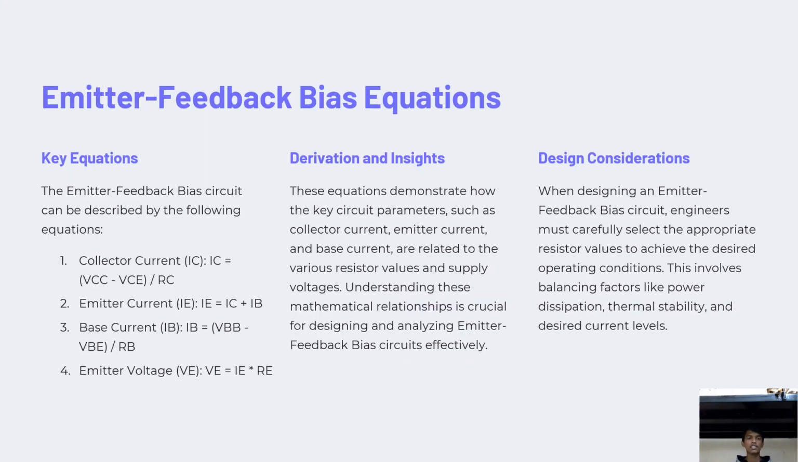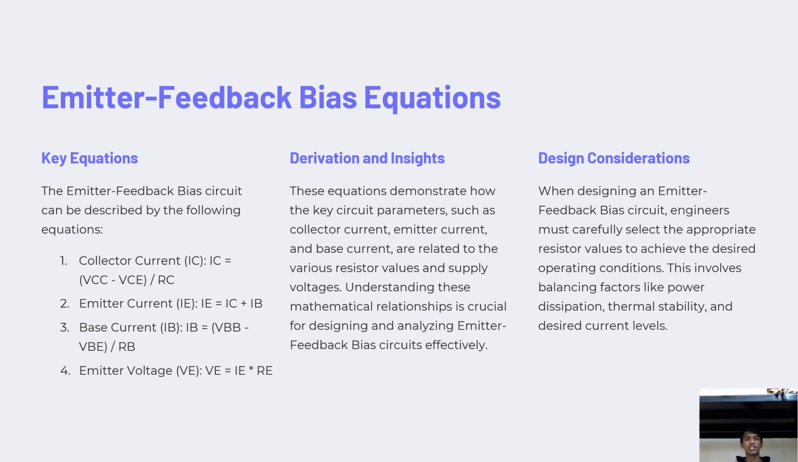Emitter feedback bias equations. Key equations. The emitter feedback bias circuit can be described by the following equations. Collector current IC is equal to (VCC minus VCE) divided by RC. Emitter current IE is equal to IC plus IB. Base current IB is equal to (VBB minus VBE) divided by RB. Emitter voltage VE is equal to IE times RE.